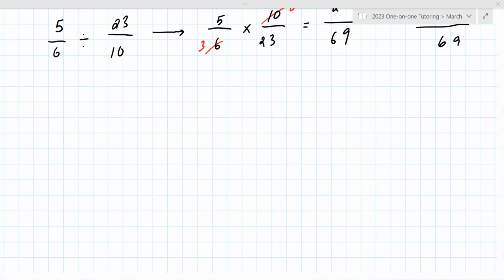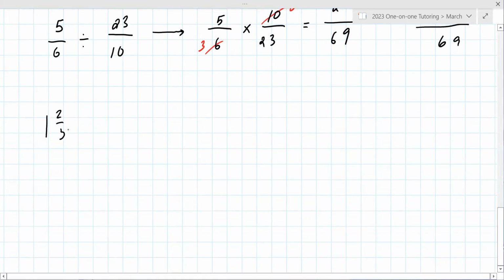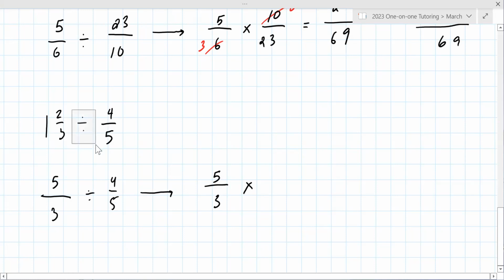1 2/3 divided by 4/5. So it'd be 3 over... What's the new fraction? What goes on the top? What goes on the bottom? 5/3. 5/3 divided by 4/5. So you have to change this into multiplication by the reciprocal. And this is multiplication. Oh, you're multiplying, not dividing? Yeah, it's multiplication, this one.